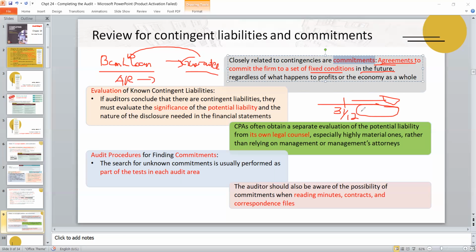So we need to find the contingencies and the commitments here, because maybe they will affect the financial position as of 31 December. Something like that.